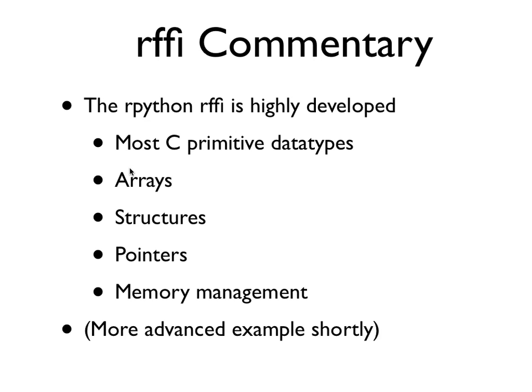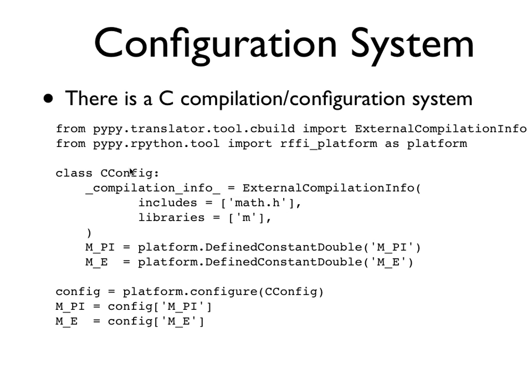One comment on that. This whole part of RPython seems to be pretty well developed. You can do pointers, you can make arrays, you can make structures, you can do mallocs and frees, you can do memory management. It's basically all the stuff you can do in C, you can do there. And on top of this, not to melt your head anymore, it turns out that RPython has its own C compilation configuration tool built into it.